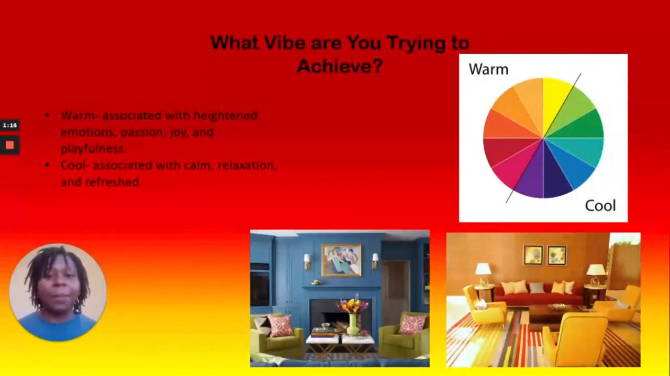Next, you're going to want to decide what kind of vibe you're trying to achieve. This means the theme that you're going for. So are you going for cool or warm? Warm colors such as red, orange, and yellow are usually associated with inviting or welcoming spaces. So this would be nice for places like the kitchen or the living room or a playroom. Cool colors such as purple and blue are associated with calmness and relaxation. So you might want to put these colors in places such as an office or a bedroom, places where you want to be relaxed and calm.